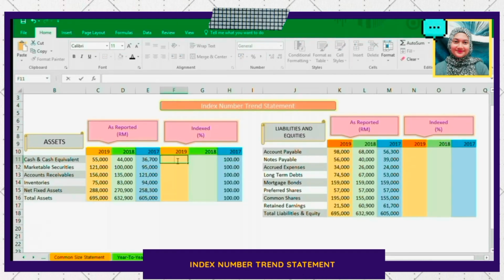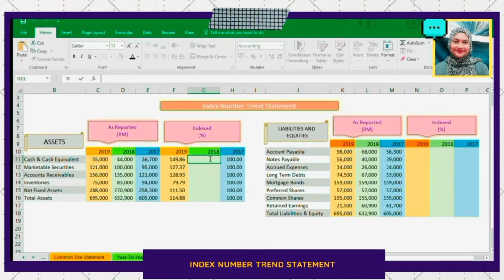Now let's calculate index number for 2019. Equal, open the bracket, select value in 2019, divide by value in 2017, close the bracket and multiply with the index number in 2017 that we made before. Double-click to see the following result.